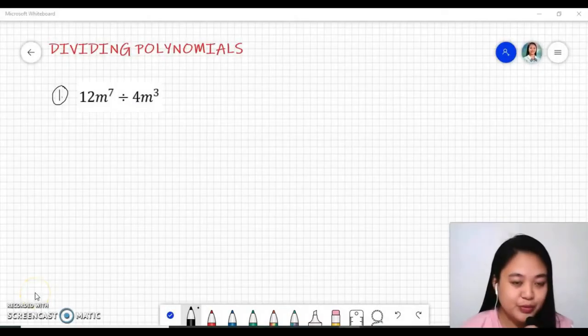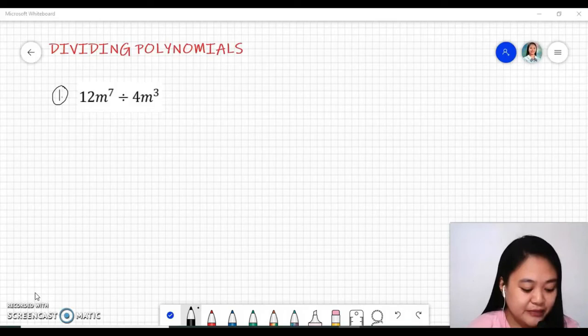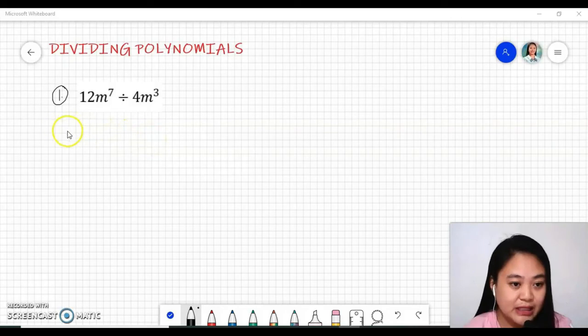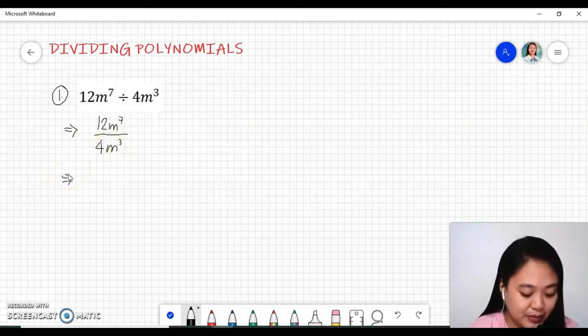Okay, now let's move on to discussing dividing polynomials. Number 1. 12m to the 7th divided by 4m cubed. In dividing monomials, write the given in fraction form first. So this given is not yet in fraction form. So we will rewrite this one in fraction form. So it will become 12m to the 7th over 4m cubed. In this way, it is easier for us to divide the monomials.